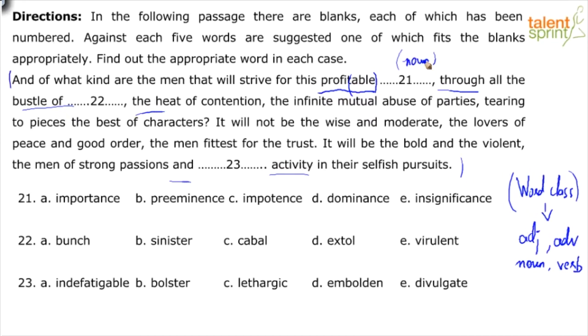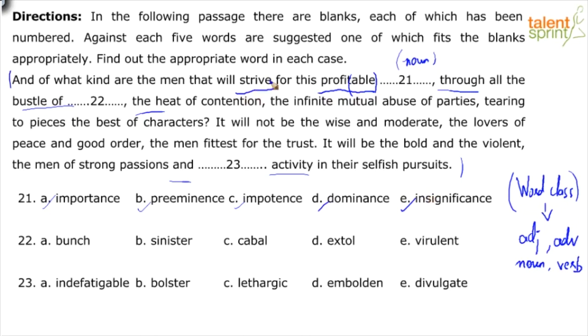Now let's look at my options. I have importance, noun form. Preeminence, noun form. Dominance, noun form. Insignificance, noun form. All of them are in noun forms, but I also need the right word that fits this context, right? So if you look at the entire context, it's talking about a specific group of men and what they are trying to achieve, what sort of abilities they want to portray or strive to achieve, right? So these are all your clue words.